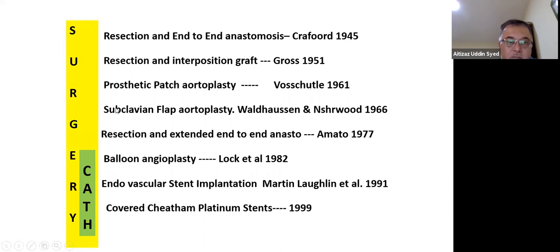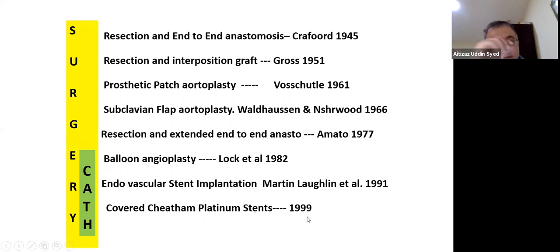And then it went to prosthetic patch aortoplasty, where you put a patch on the narrow area. Then came subclavian flap aortoplasty in children in 1966. And by the mid 80s, balloon angioplasty was introduced by Lock and his colleagues, I think in Boston. And they started ballooning the narrow area in the children. And then in 1991 came endovascular stent implantation. And now in 1999, covered platinum stents have been introduced.